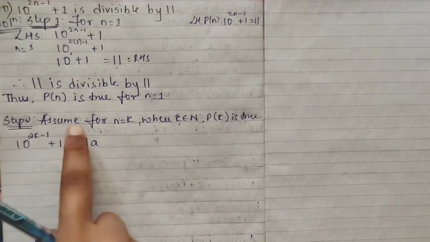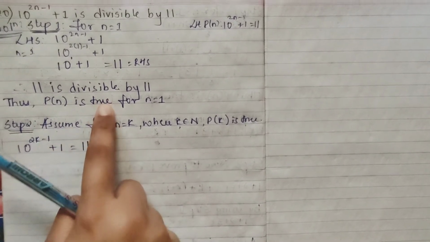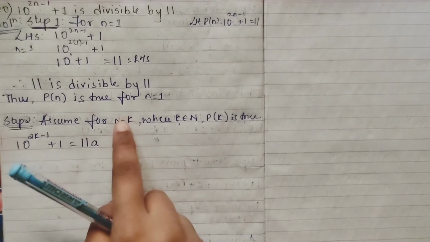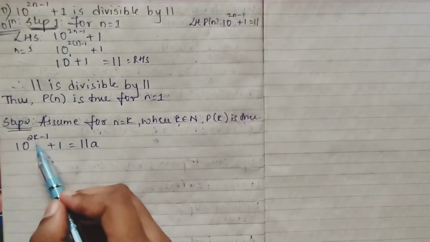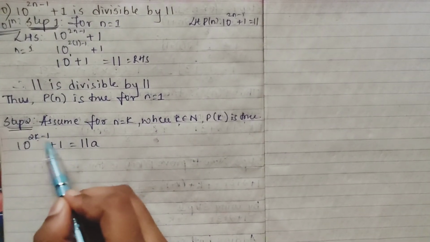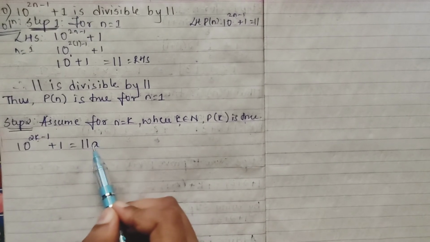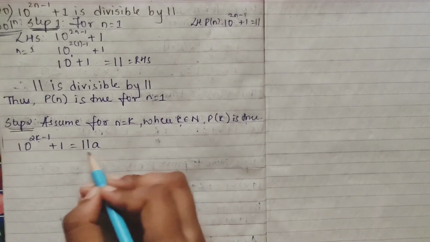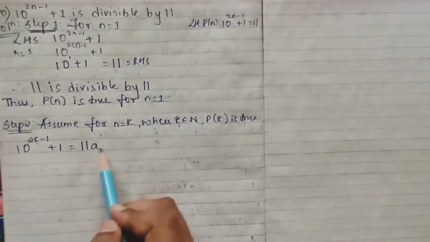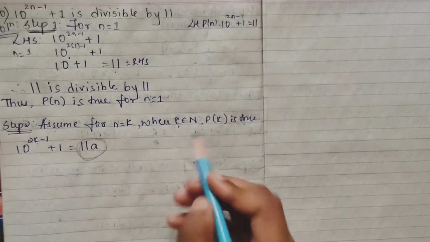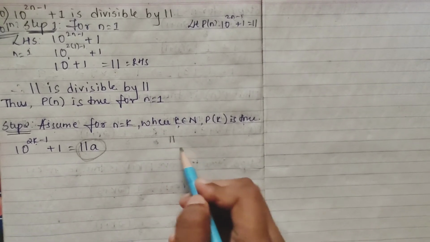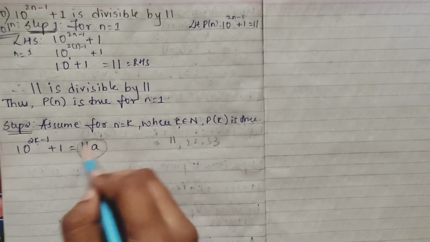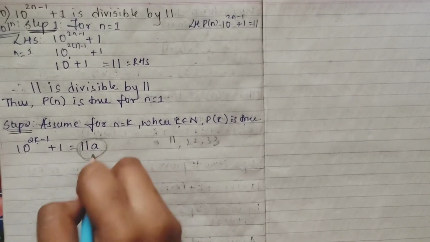Next is step 2. We have to, obviously, when your step 1 is true for n is equal to 1, which means your step 2, what we do, we assume for n is equal to k. So wherever n is there, we put k. So 10 raised to 2k minus 1 plus 1 is equal to 11a. This a is any arbitrary number, like it should be divisible by 11, right? So here it should be a multiple of 11, right? It can be 11, it can be 22, means 11 2s are 22, 11 3s are 33. So any number can it be, right? So we are taking it as a.